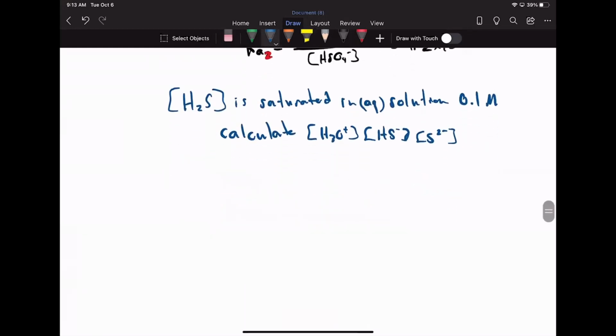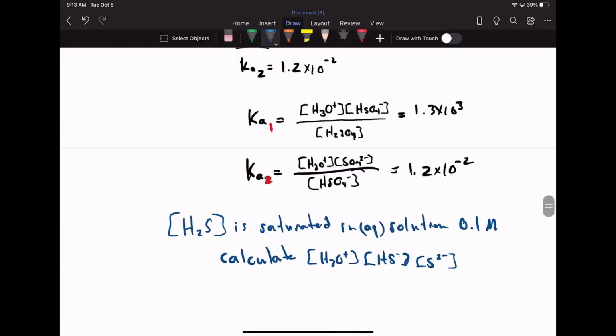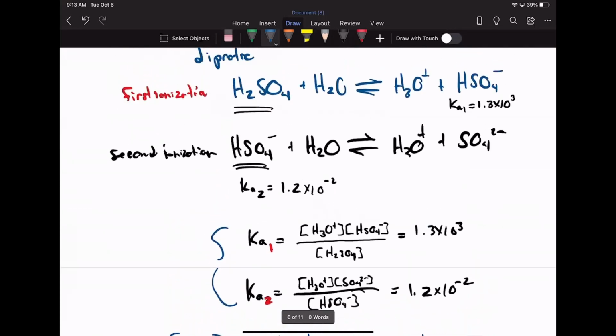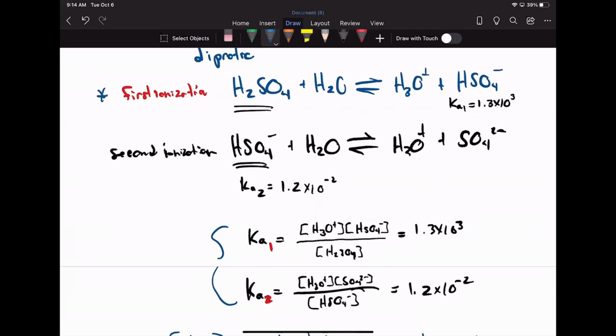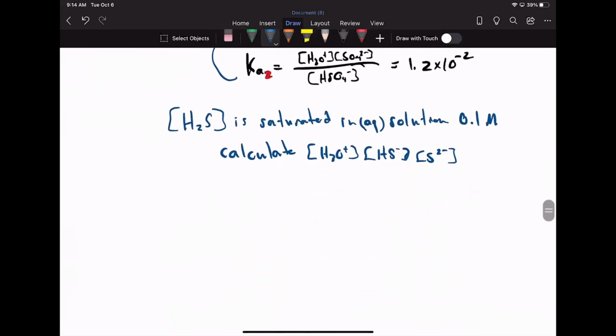All right. So we actually only need one ice table for this. Because it's diprotic, and because we're going to have a second ionization, that does not require you to do 2 ice tables. As long as you understand this, and as long as you can come up with the reaction for the first and second ionizations, there isn't a need for a second ice table. So here we can say our original, we're going to have H2S.